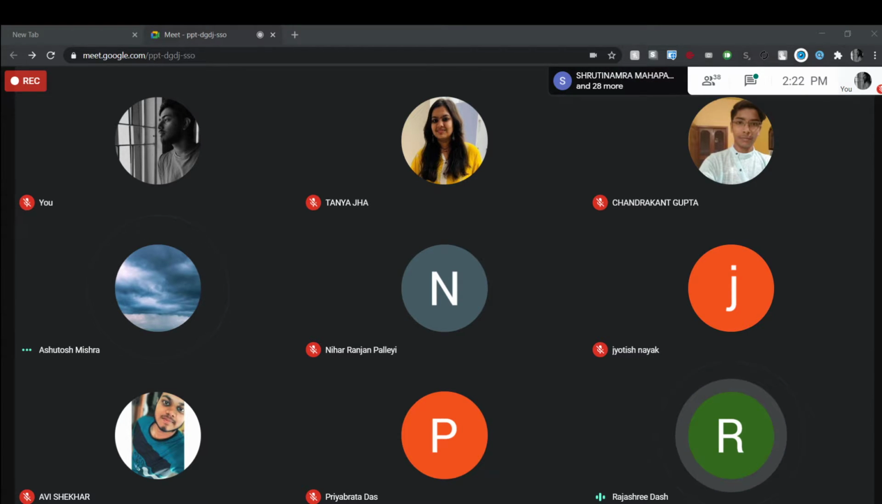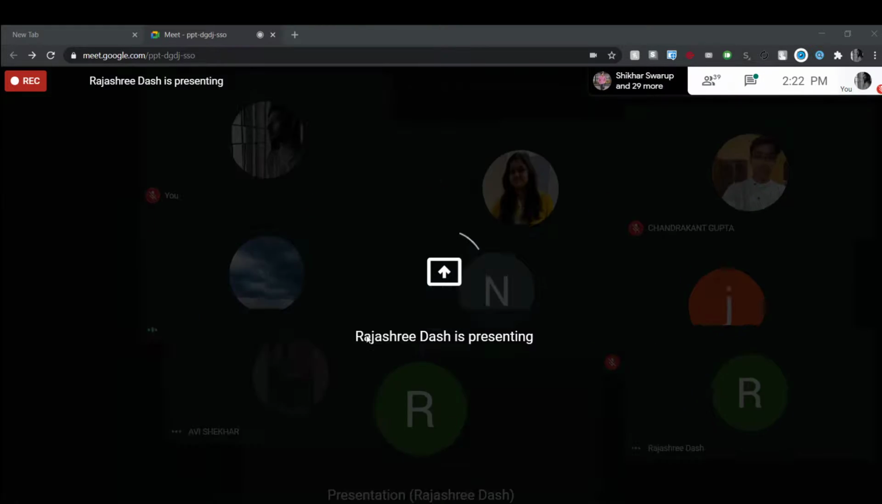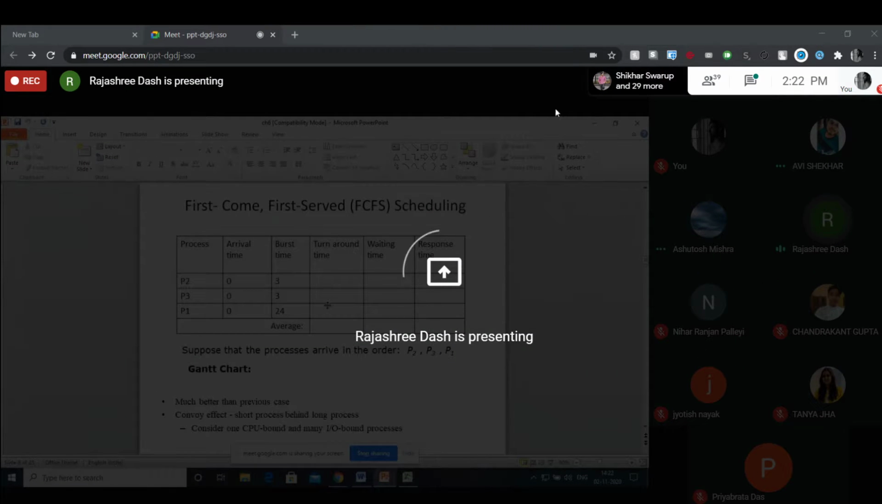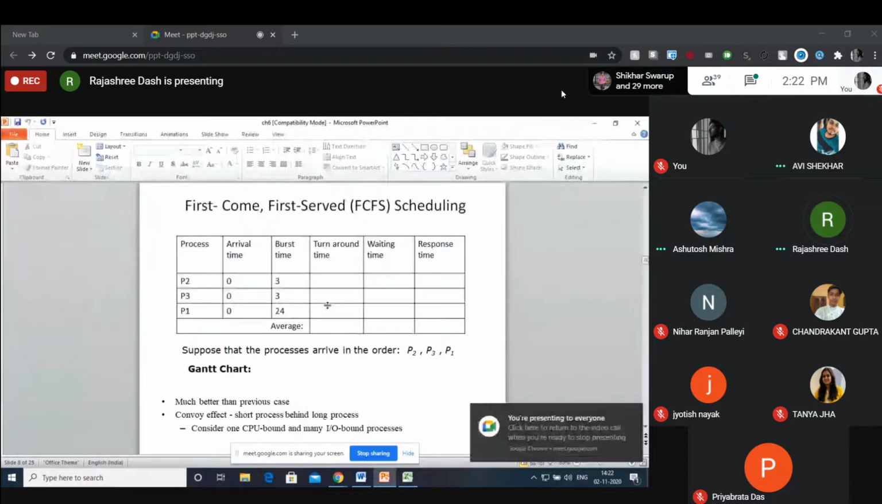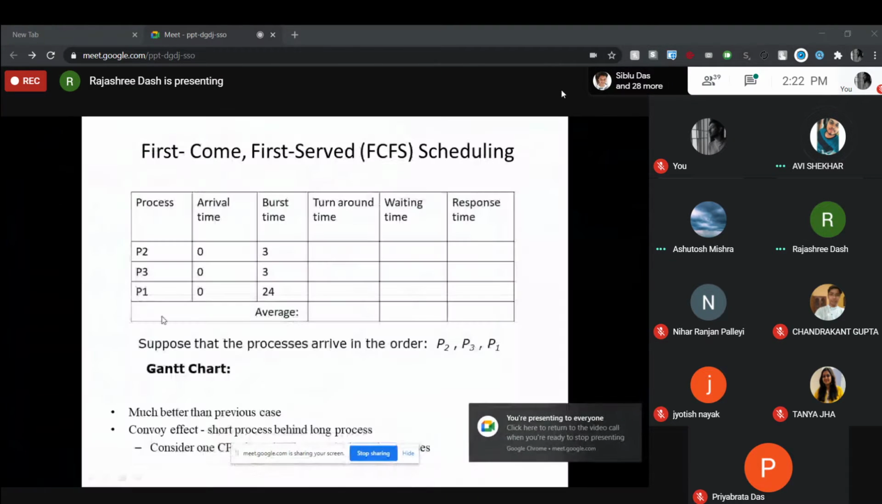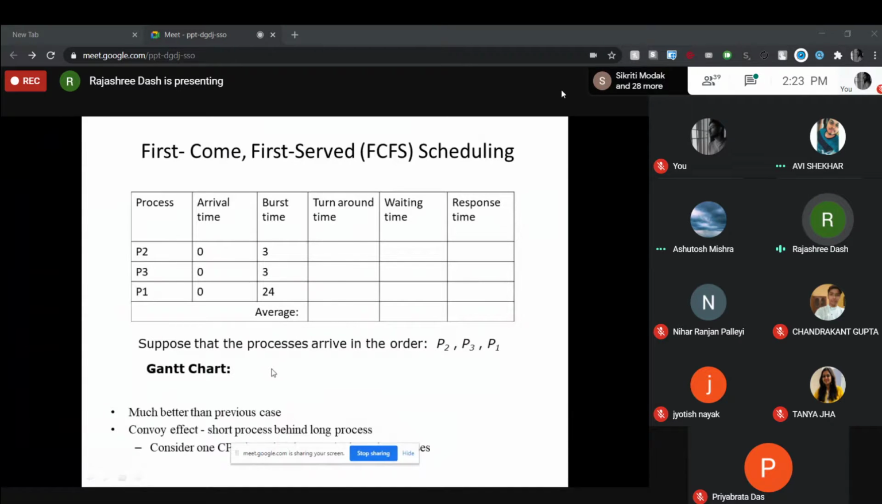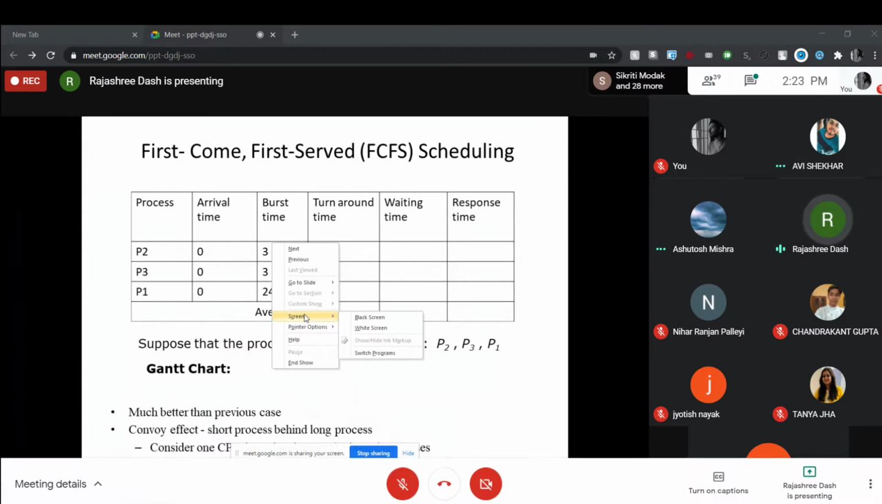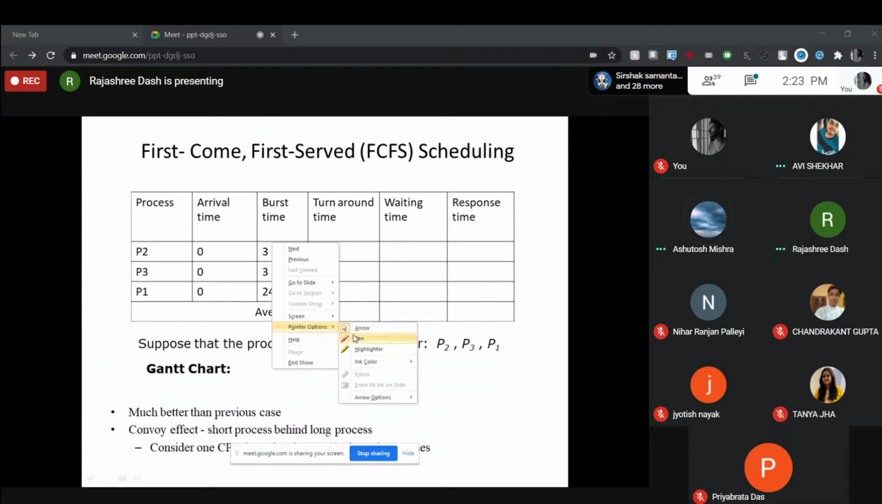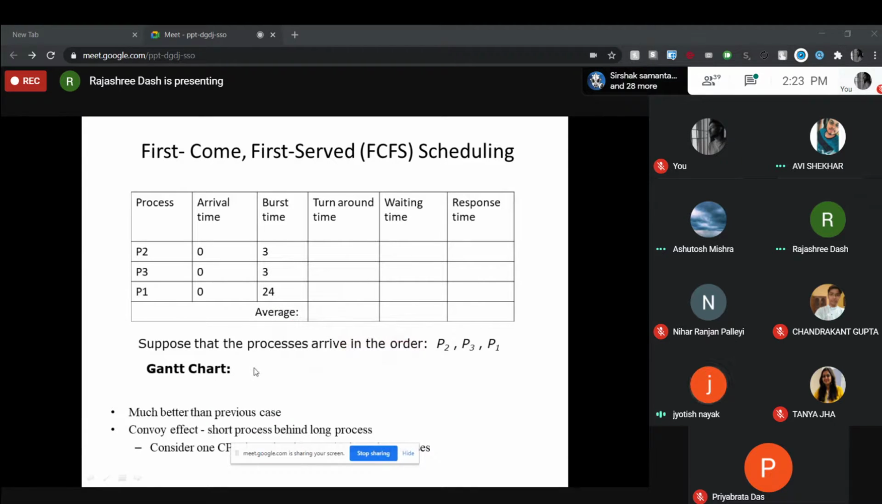What is the waiting time for P1? 0. Just check carefully. So let me first draw the Gantt chart. I think the slide is visible to you. Visible, ma'am. Yes.